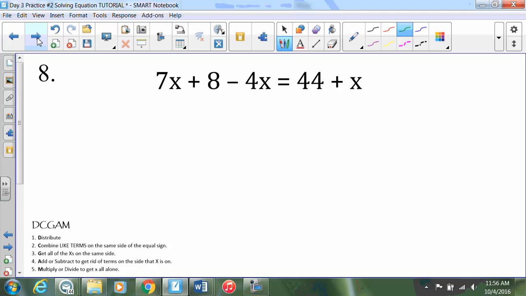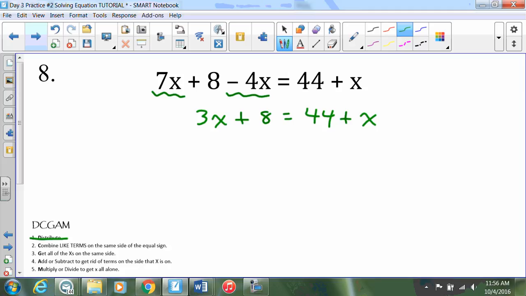All right. Can we distribute? Nope. There are no parentheses, so I can't distribute. Can we combine like terms on the same side of the equal sign? We sure can. On the left side, I see a 7x. I see a -4x. 7x minus 4x is 3x. So I'm going to write that. Plus 8 equals, and then just rewriting 44 plus x.